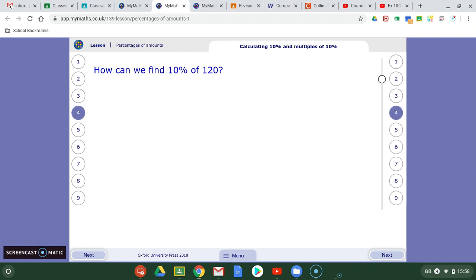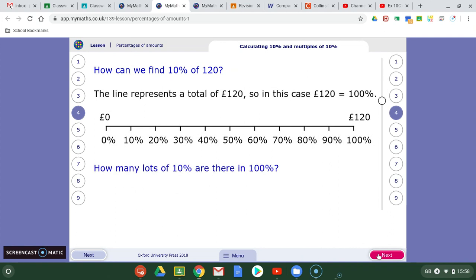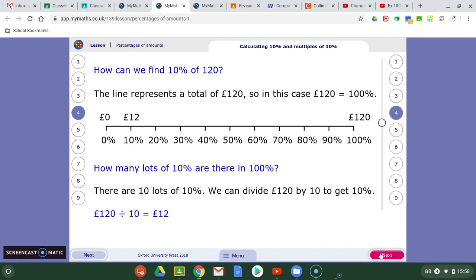Here's the last kind of key percentage that we're going to talk about. How can we find 10% of 120? Okay, so 0 here is down at 0% and 120 is represented by 100%. How are we going to find 10%? Well, how many lots of 10% are there in 100%? How many 10s are there in 100 basically? We know that there are 10.